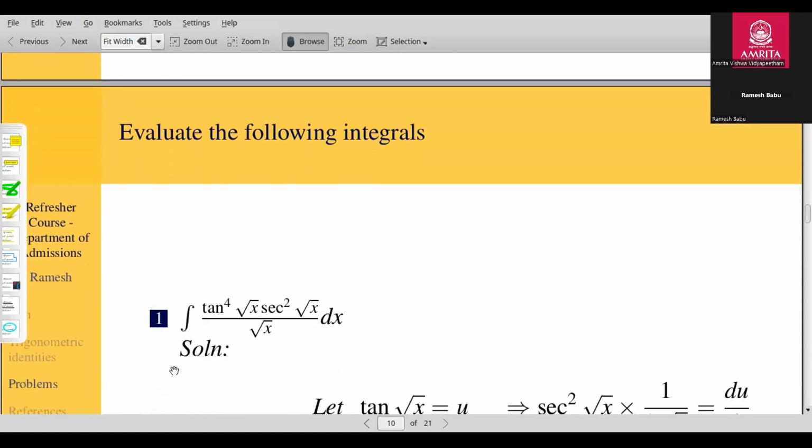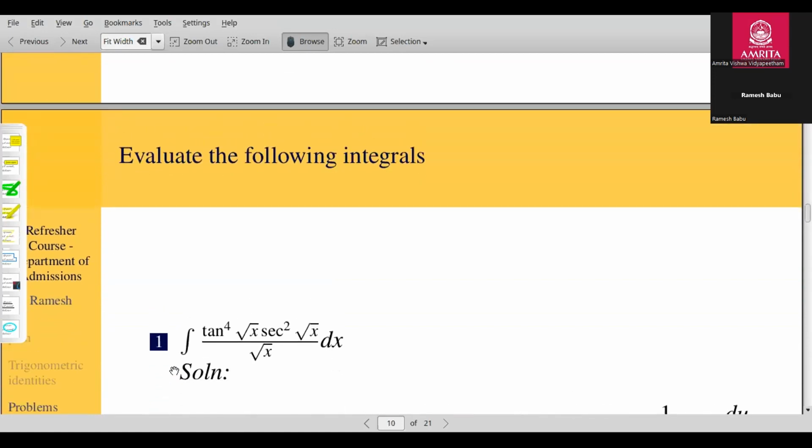Fantastic. So the first question is an indefinite integral. The integral has tan and secant. I am getting tan power 4 root x and secant squared root x by root x. Root x is common in this integration. There is a product in the numerator, tan power 4 root x into secant squared root x, and the denominator is root x.